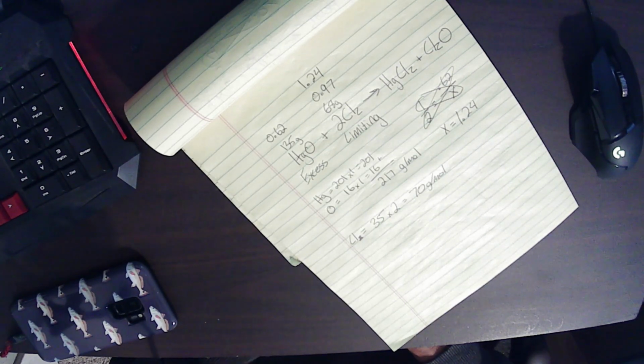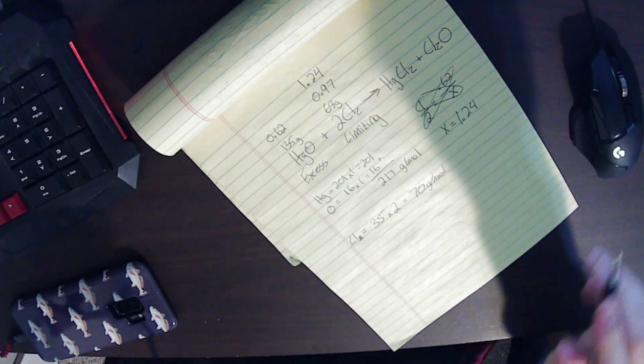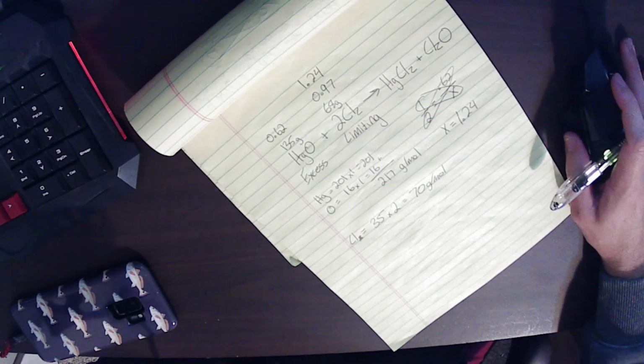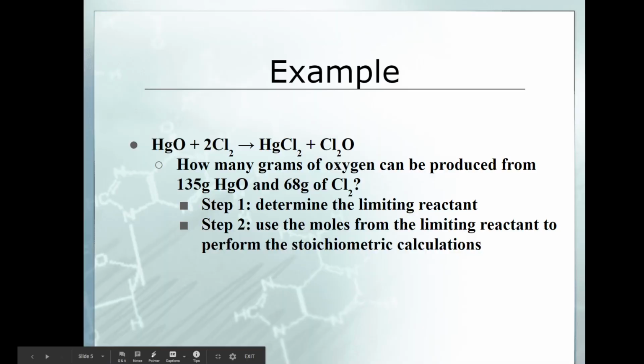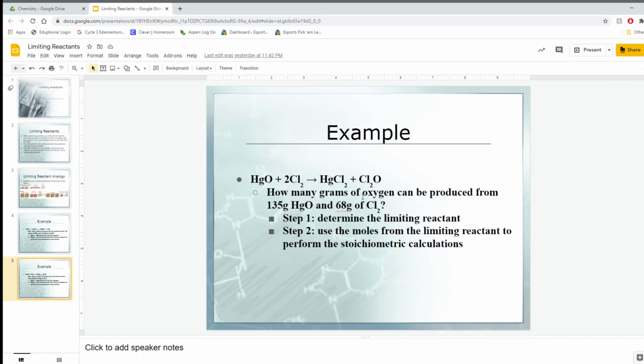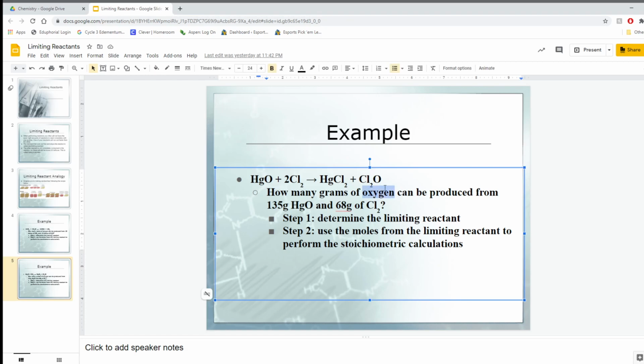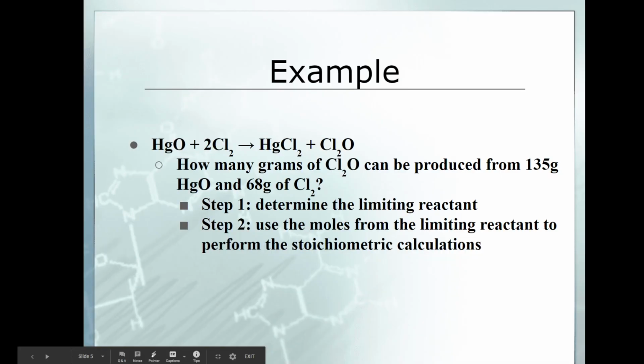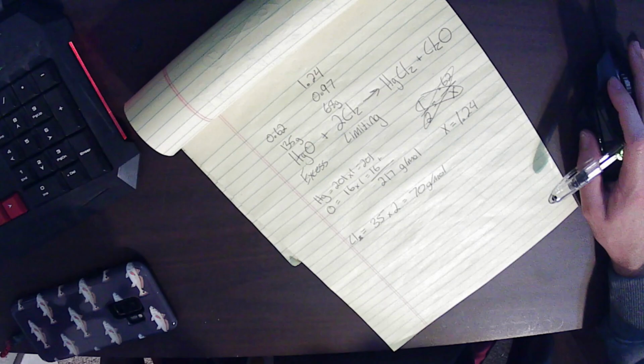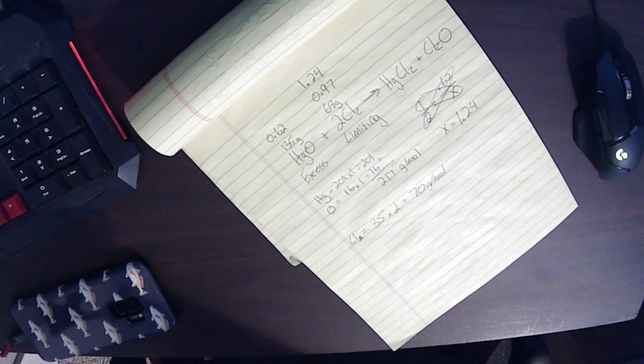Okay. So now that we know which one is our limiting reactant, we can use that to figure out how much, sorry, that's a typo in there. The slide says oxygen. It should say Cl2O is what it's asking about. So let me fix that for y'all real quick. All right. So it wants to know how much Cl2O can be produced.